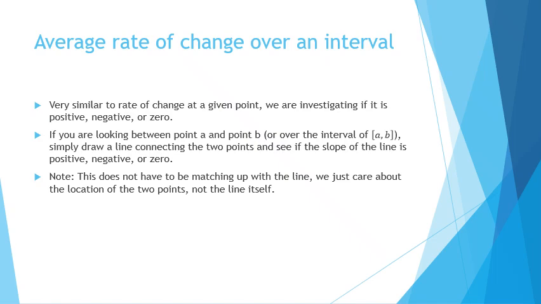So here, very similar to rate of change at a given point, we're just looking to start with, for this lesson, seeing if it's positive, negative, or zero. Basically, if we're looking at point A and point B, so let's say we have the graph here at A and B, and we have this graph here, and we're looking at A, and we're looking at B.